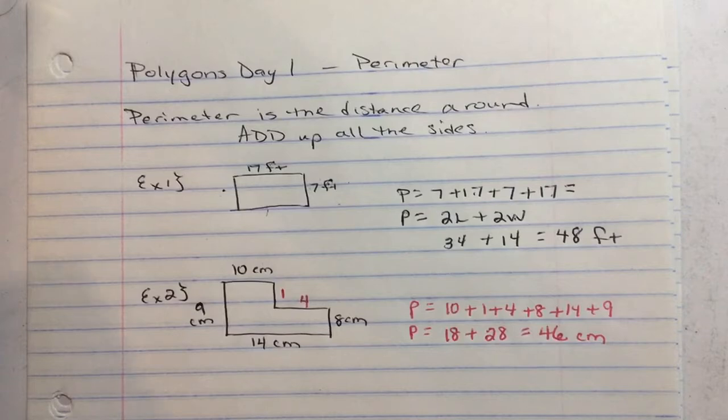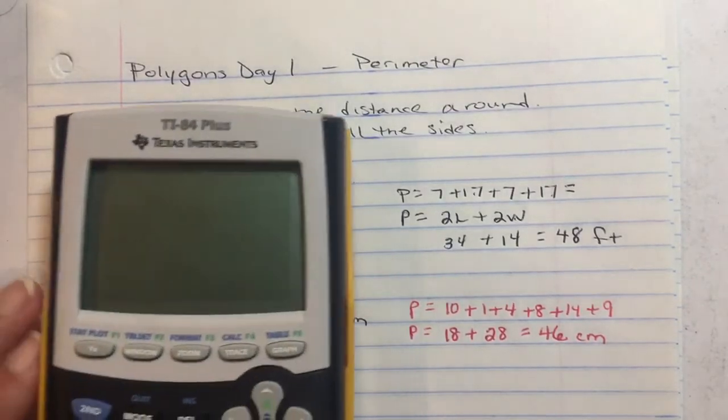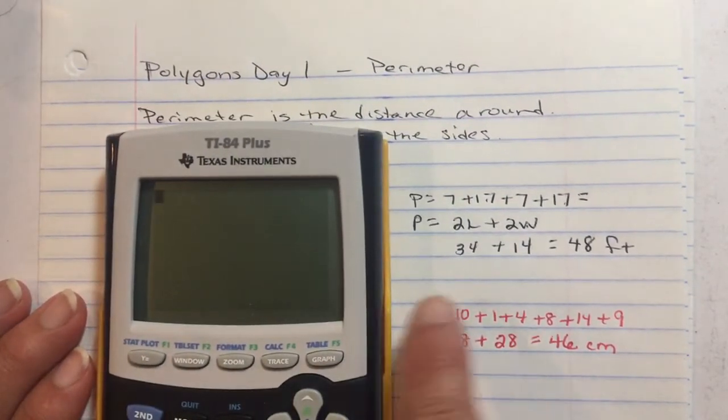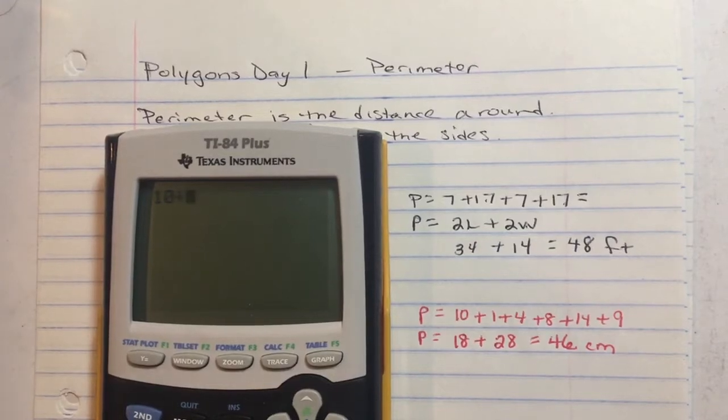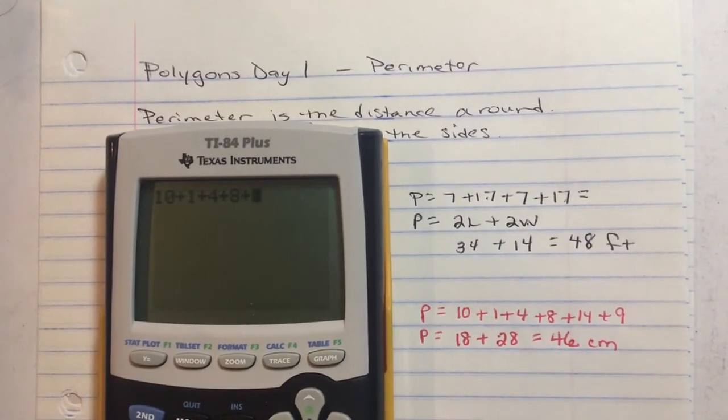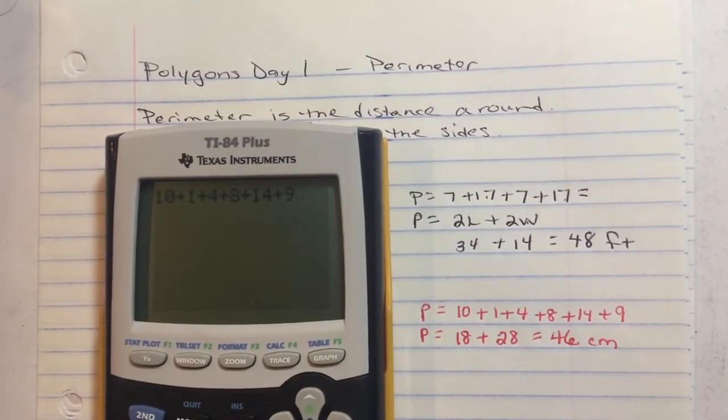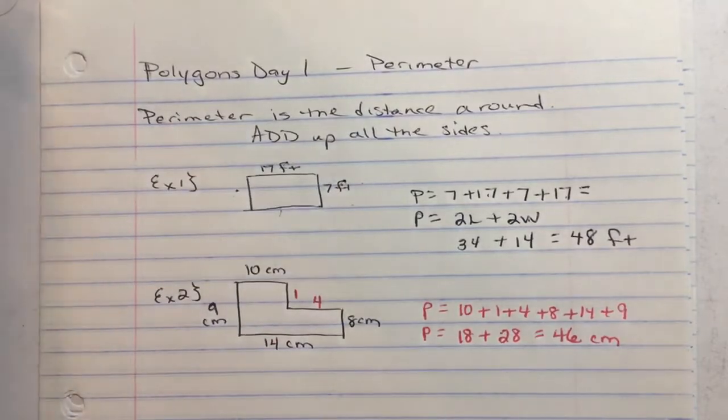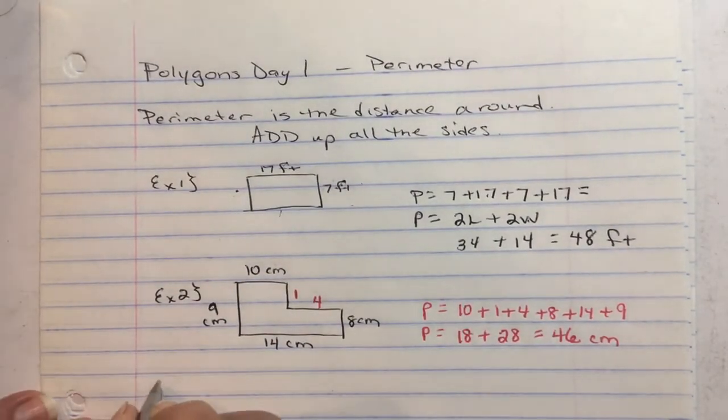Now, just to convince yourself that's true, go ahead and add up all the dimensions on the first line. 10 plus 1 plus 4 plus 8 plus 14 plus 9. And you will see it is indeed 46. So it doesn't matter to me which method you use. Do whichever one makes the most sense to you.